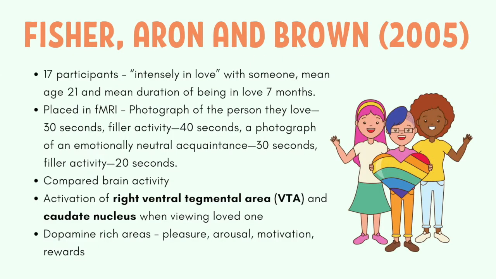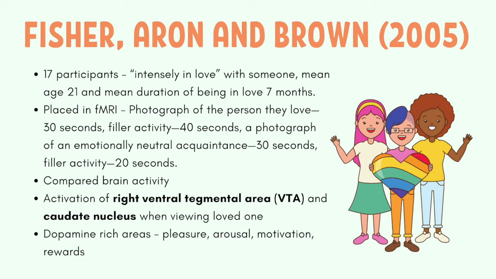One research that you can use to support the use of fMRIs is Fisher, Aron, and Brown, 2005. These researchers used the fMRI to investigate the neurobiological correlates of romantic love. This research can also be used for neurotransmission, specifically to support the influence of dopamine on love.